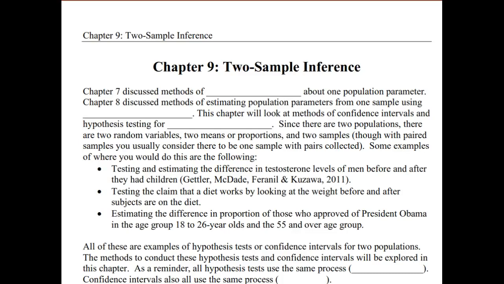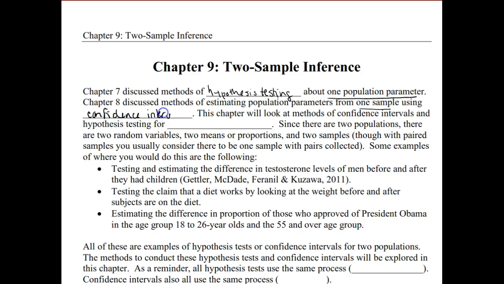So Chapter 9, Two-Sample Inference. In Chapter 7, we discussed methods of hypothesis testing about one population parameter. So we did hypothesis testing for mu when we had quantitative data and for p when we had qualitative data. And then in Chapter 8, we discussed methods of estimating population parameters from one sample, again using confidence intervals.